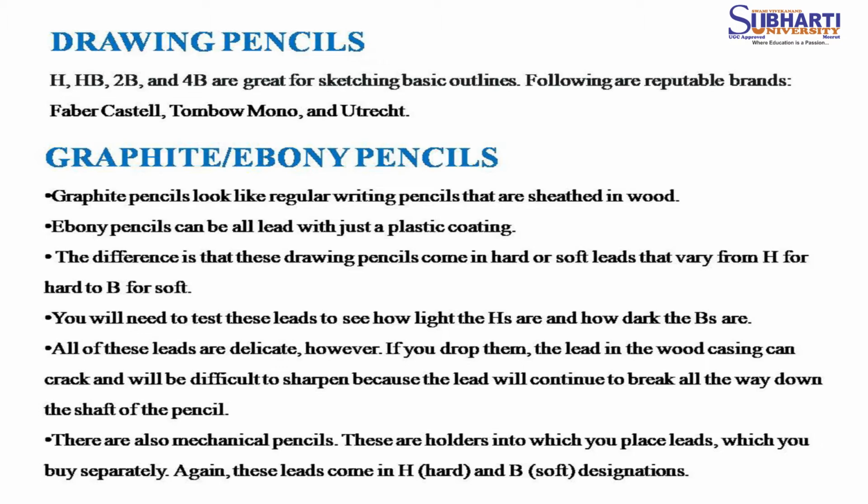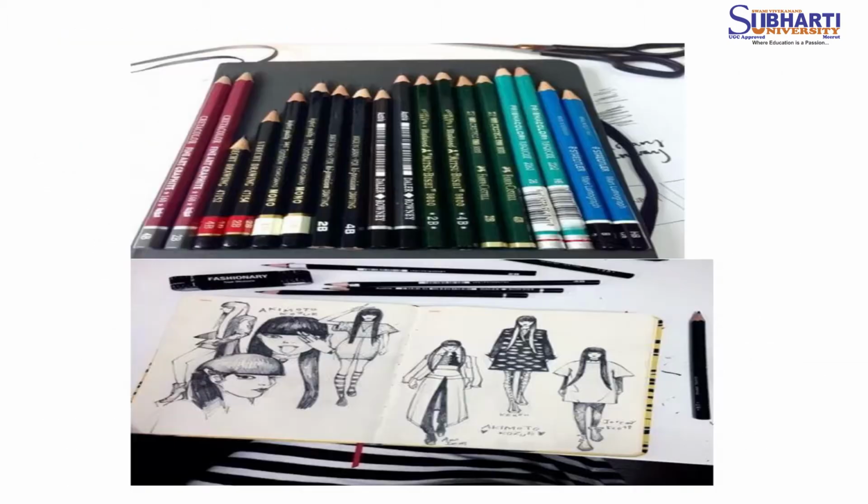All of these leads are delicate. If you drop them, they will break and it will be difficult to sharpen them, and the lead will continue to break all the way down the shaft of the pencil. These are also called mechanical pencils. Again, these come in H for hard and B for soft designations. In the next slide you can see the variety of pencils. Here are 2B pencil, 4B pencil, graphite pencil and ebony pencils.